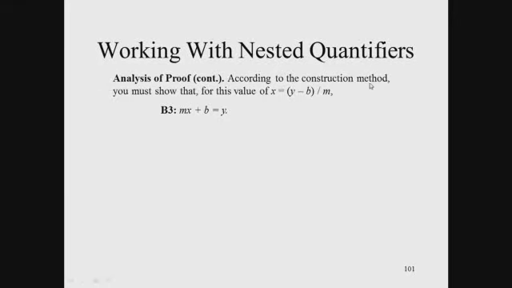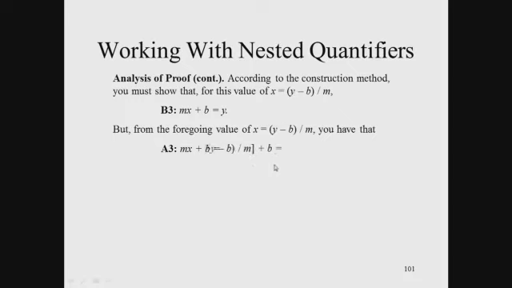But remember how the construction method works. According to the construction method, you have to show that the value of x that you constructed satisfies this equation here. And so let's take a look at how we can show that. Let's start with writing out what mx plus b is. Well, x is y minus b over m, and then the m's cancel and the b's cancel, and sure enough, you get y. All right, so now you've seen how to do a proof that contains nested quantifiers.